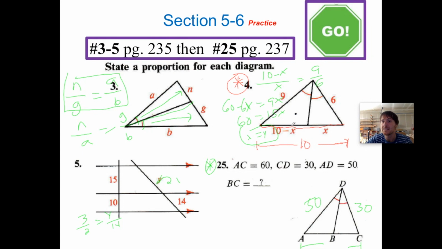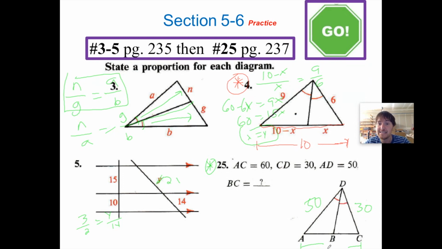We didn't know that segment length, but this is actually 10, because 10 minus x plus x, the minus x and plus x cancel out. That means this side here is 10. So this is very similar. Look at number 4: doing number 25 is basically following the map that they put out for you on number 4.